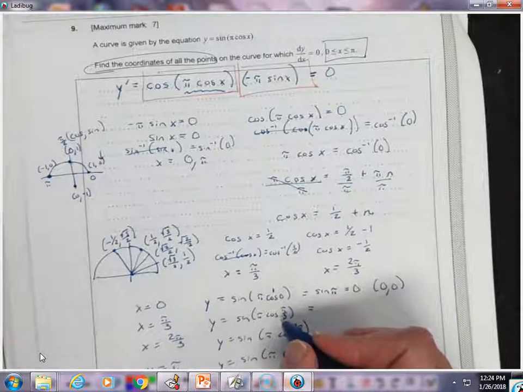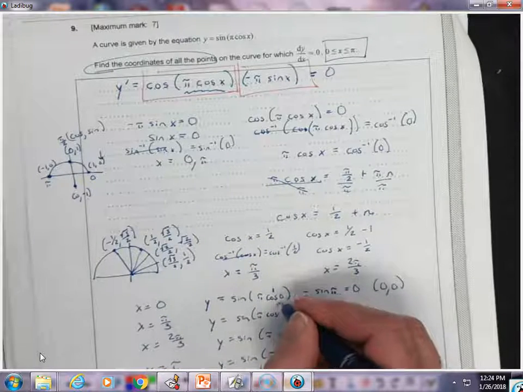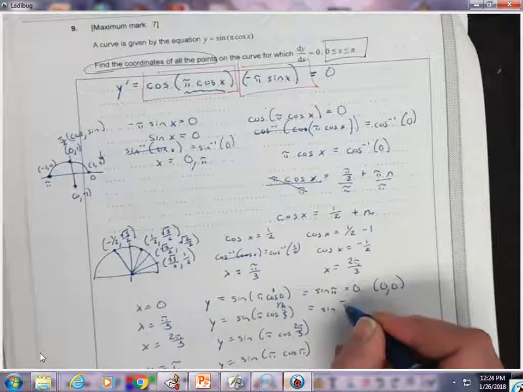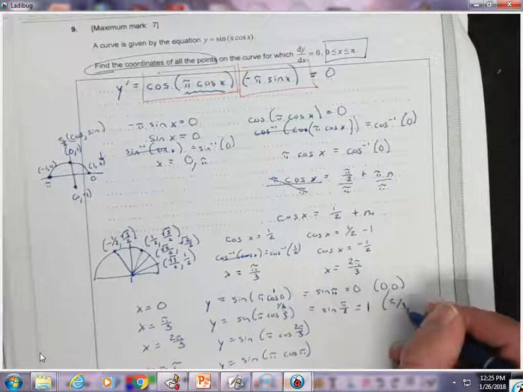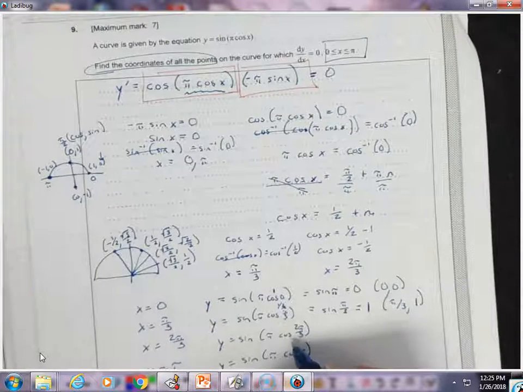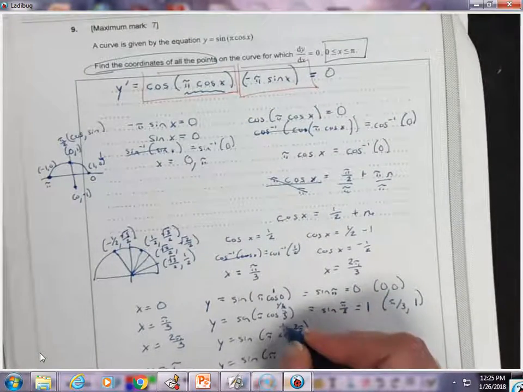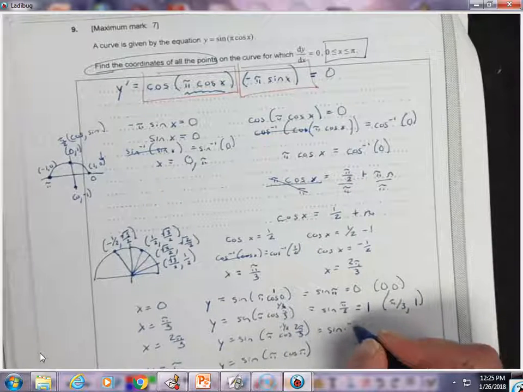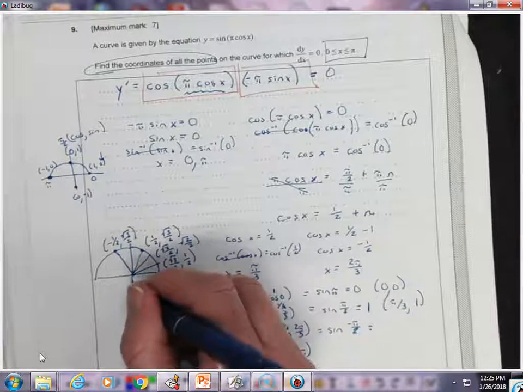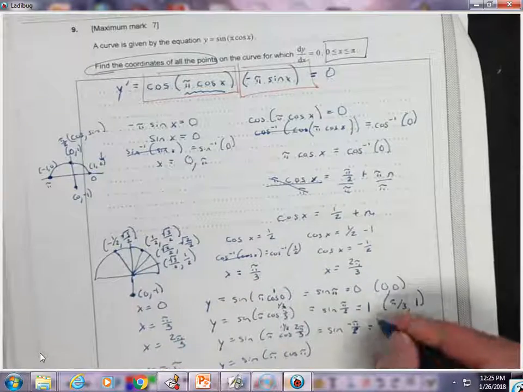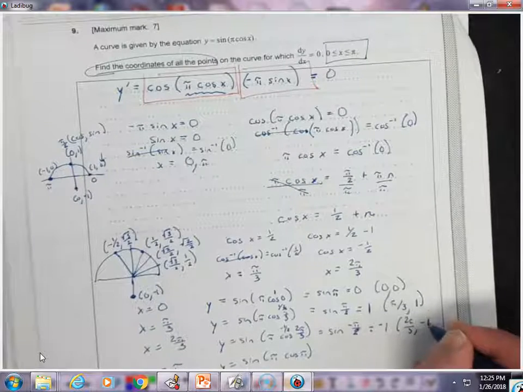Okay, this next one, you have the cosine of pi over 3. Well, we know that's right here. That's 1/2. So now it's just the sine of pi over 2, which is 1. So this would be the point pi over 3, 1. And then cosine of 2 pi over 3, we had that already too. That was right here. That was negative 1/2. So this becomes sine of negative pi over 2, which would be right here. So that's just negative 1. So this point would be 2 pi over 3, negative 1.